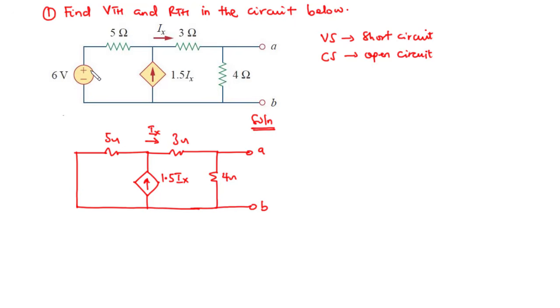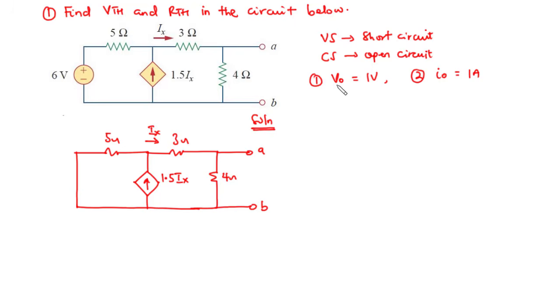Now to find Rth, the first thing is to introduce either a voltage source or a current source in between the two terminals. Now for the sake of simplicity, we introduce either a 1-volt source or a 1 ampere current source. So either a 1-volt source or a 1 ampere current source.